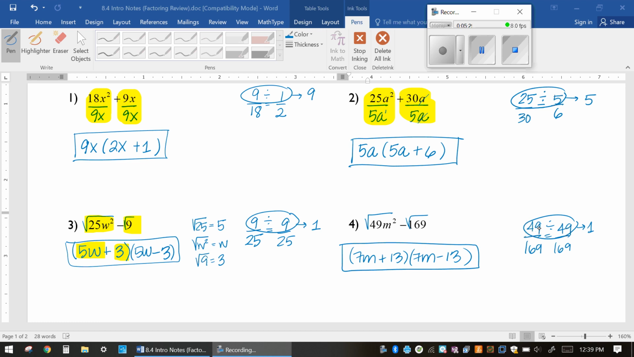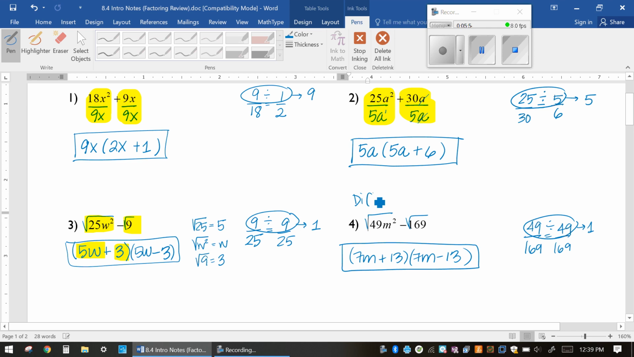Okay, 49 over 169 did not reduce. That means the GCF was 1. But it was a difference of squares because the square root of 49 is 7 and the square root of 169 is 13. And also the variable is squared and it's got subtraction. Remember, you need to have subtraction. It has to be a binomial, and you have to be able to square root the two terms in order for it to be called a difference of two squares.